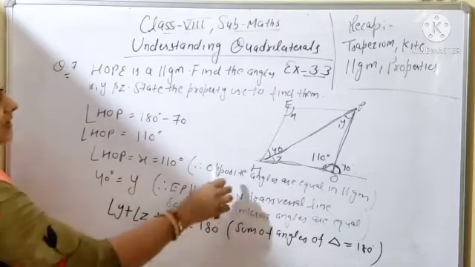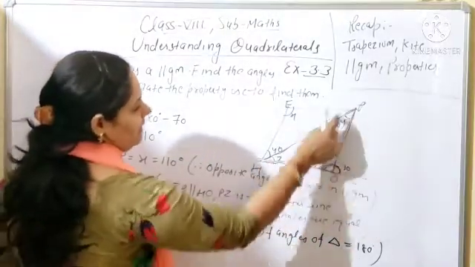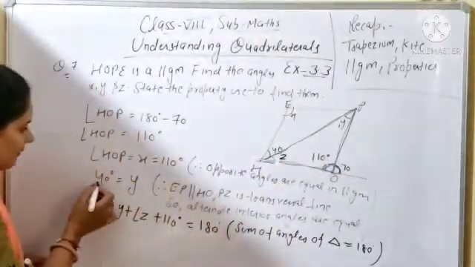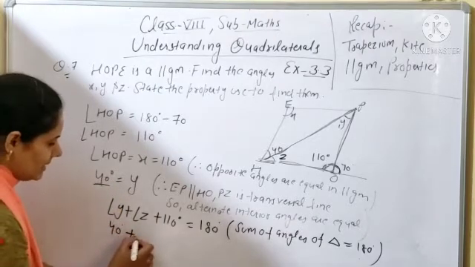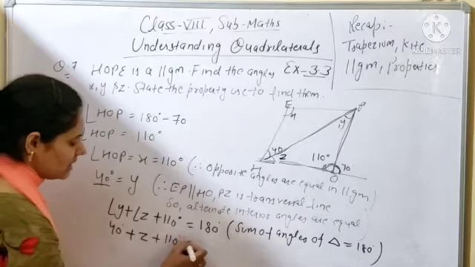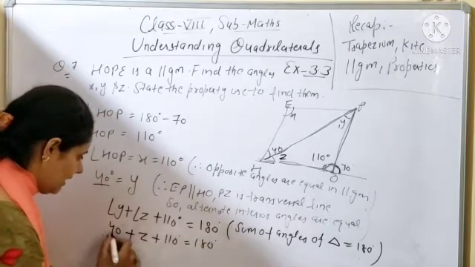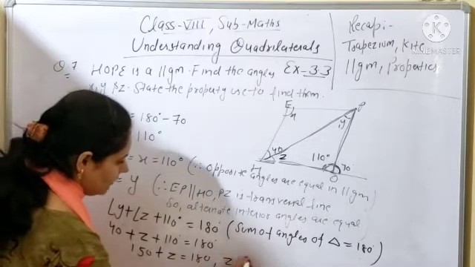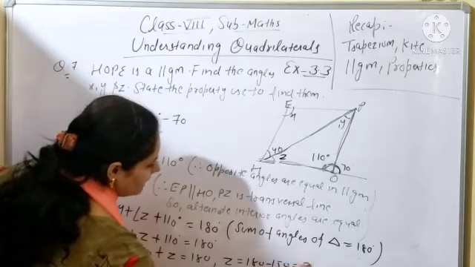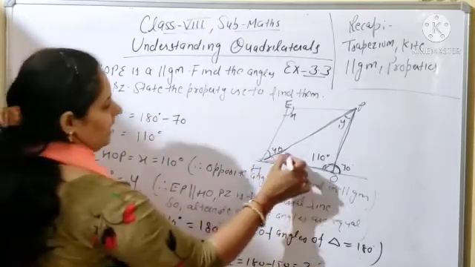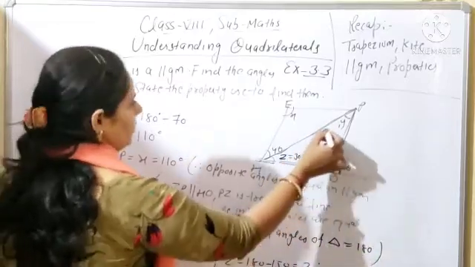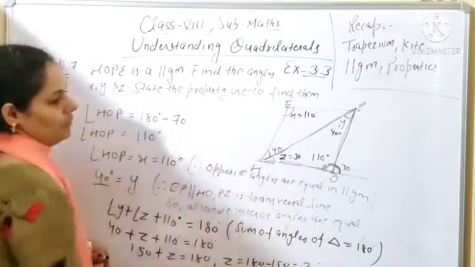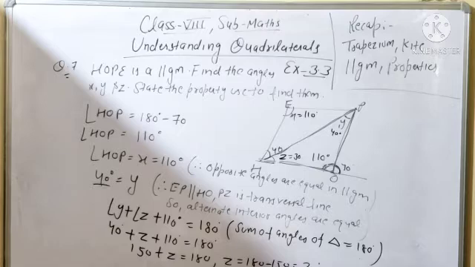Okay, beta. So here Y plus Z plus 110, because in this triangle you can see this angle is given Z, this one Y and this one is 110. Y you have found is 40 degrees. So 40 plus Z plus 110 is equal to 180 degrees. What will be the value of Z? 110 plus 40 is 150, plus Z is equal to 180 degrees. So Z will be equal to 180 minus 150, so you will get the answer 30 degrees. So Z is 30, Y is 40, and X is 110. Clear?